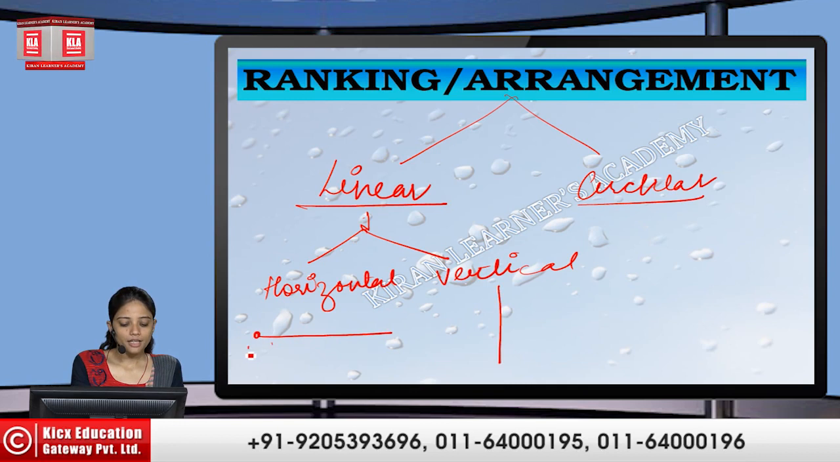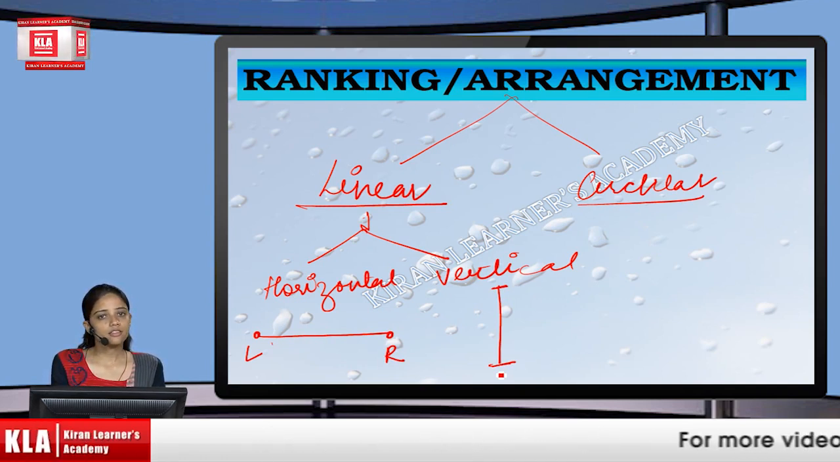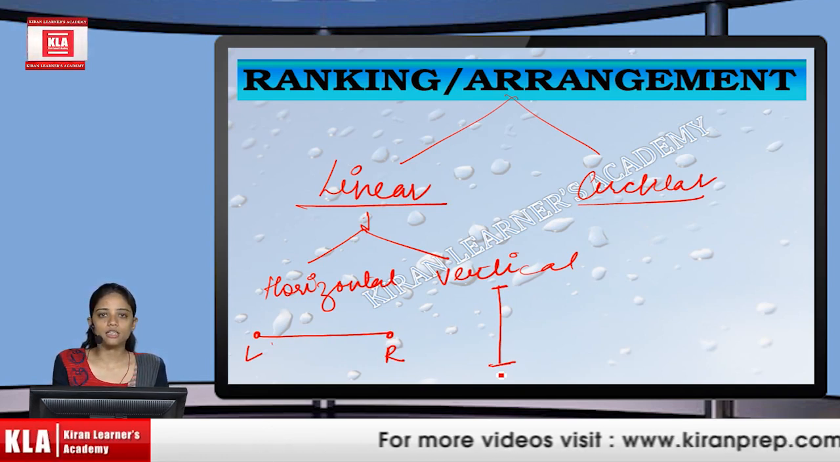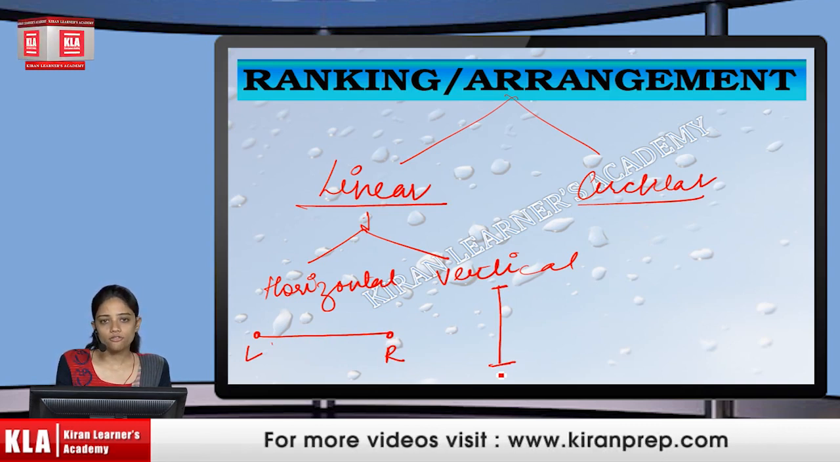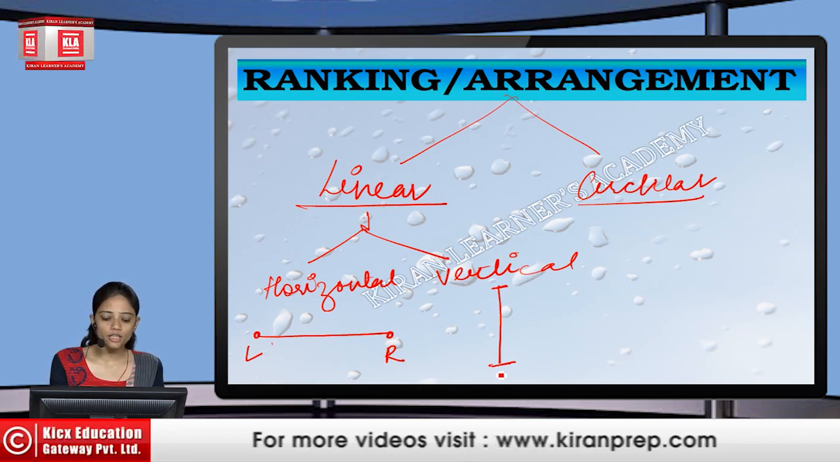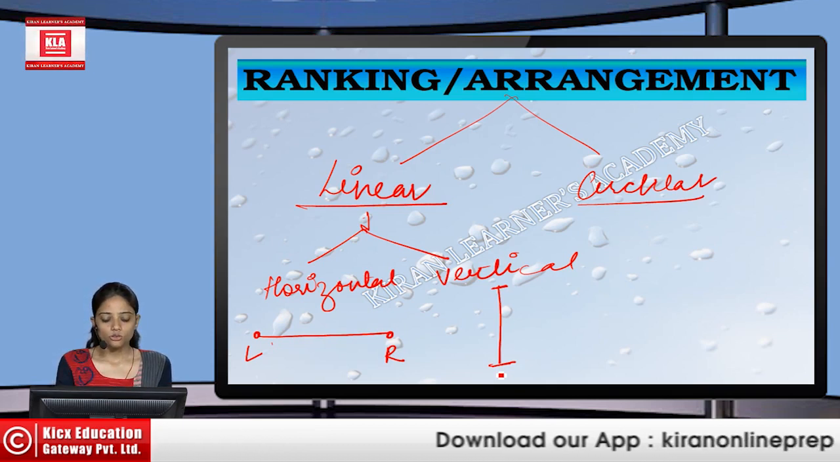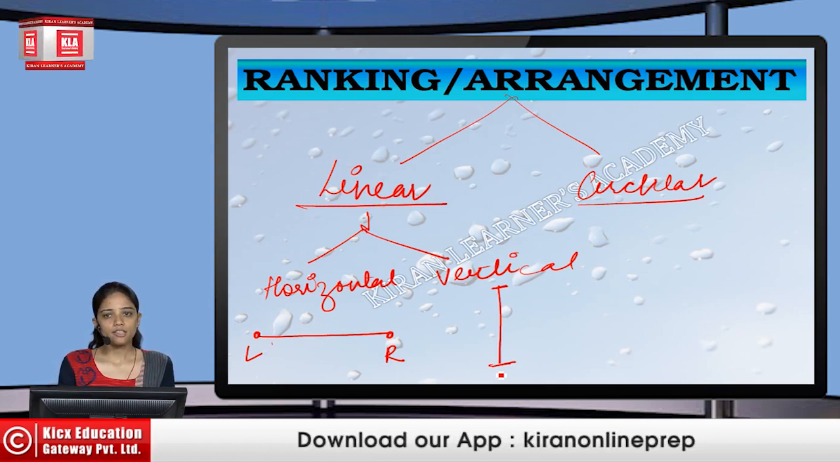This will be our left and this is our right. Similarly, this will be the top and this will be the bottom. The thing remains the same whether it is the horizontal arrangement or the vertical arrangement. There's not much difference, just a difference of terms. We can say that instead of left, we can use the word top, and instead of right, we can use the word bottom. So that means it is one and the same thing.